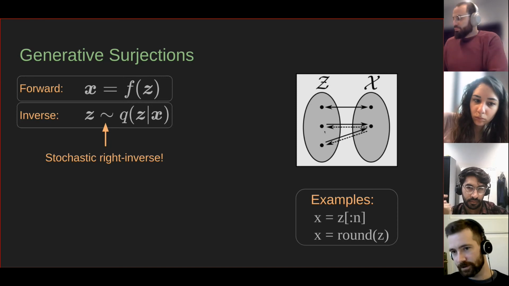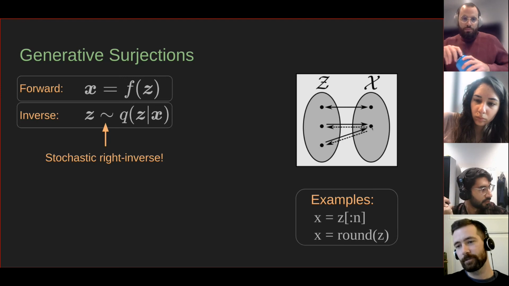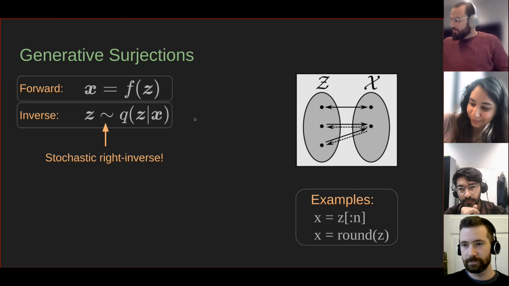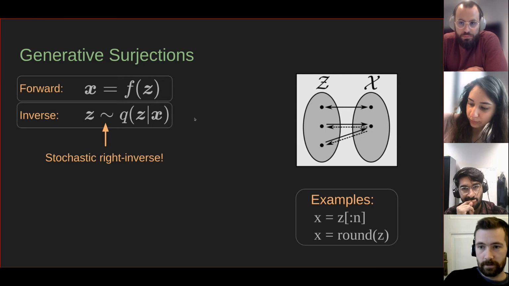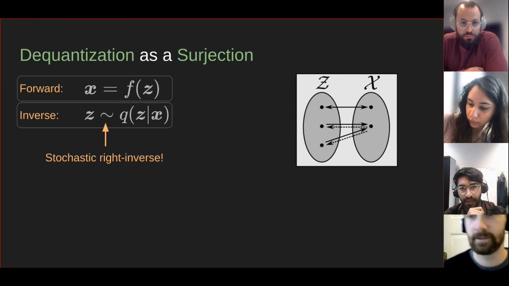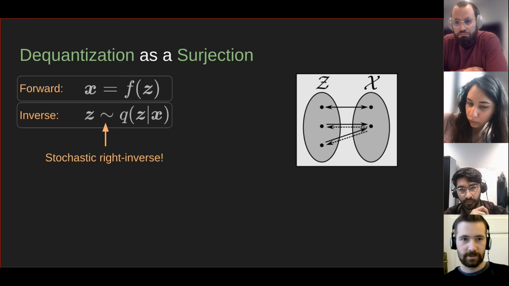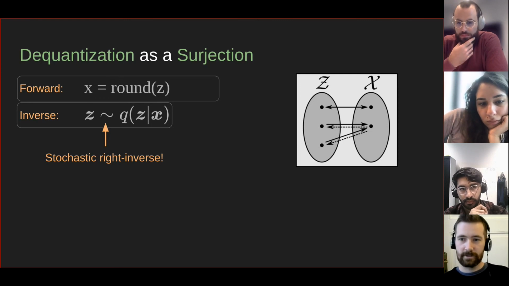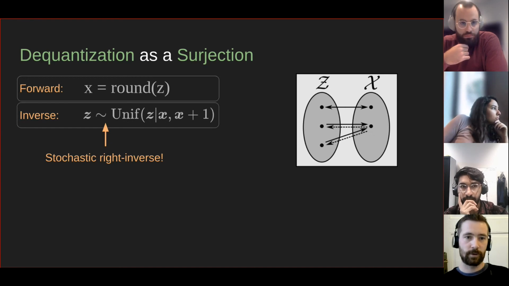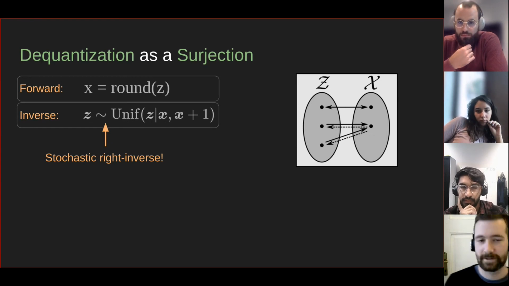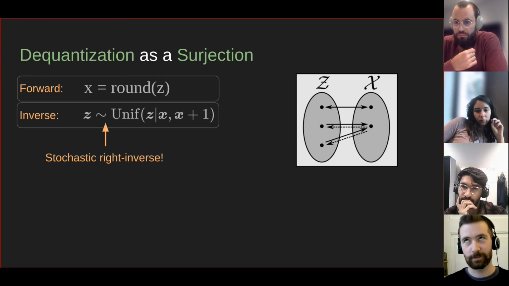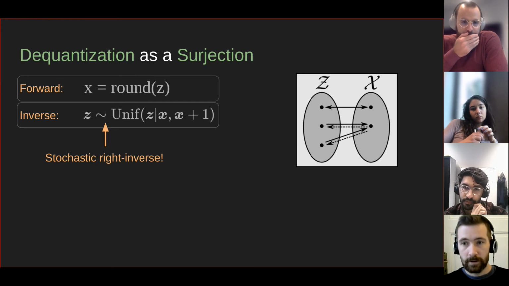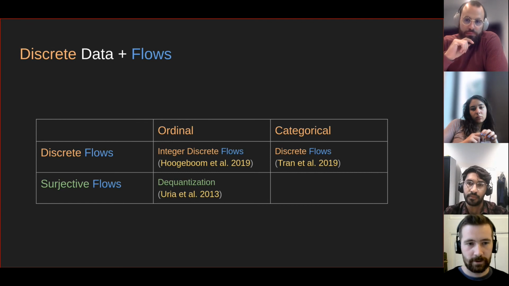So in this example here again, where the two points in the set can map to the same point in x, when we want to invert that, we stochastically map back to either of those two points using this distribution Q. And dequantization that we talked about before can be seen as a surjection, where the forward transformation is one of the examples I used: the rounding operation. And the stochastic right inverse is this uniform distribution. It will be a distribution over all the possible right inverses of the rounding operation. So that takes us back here.